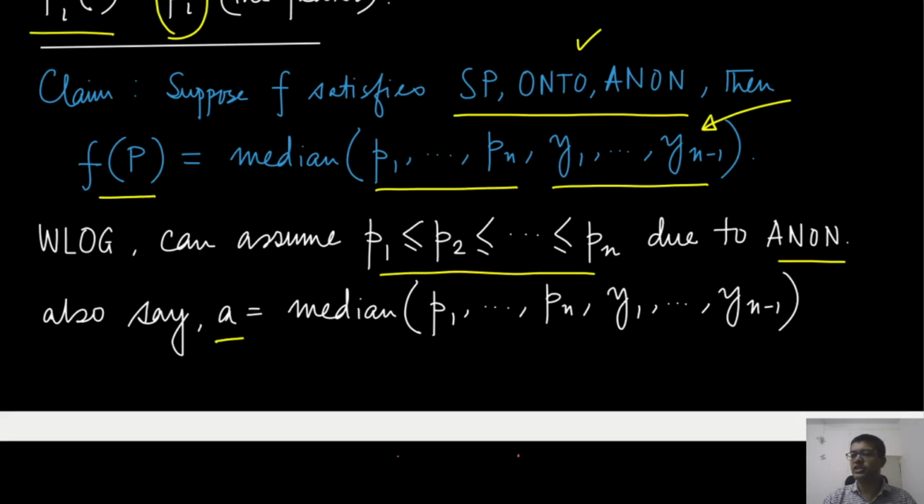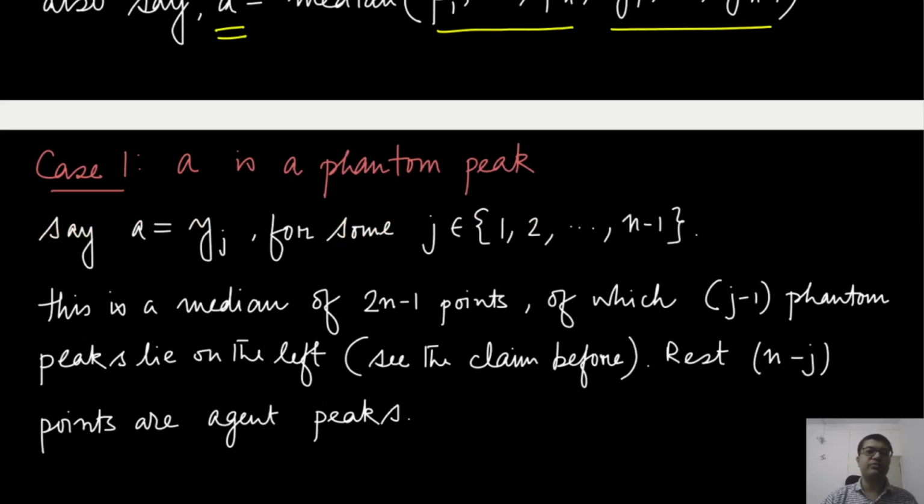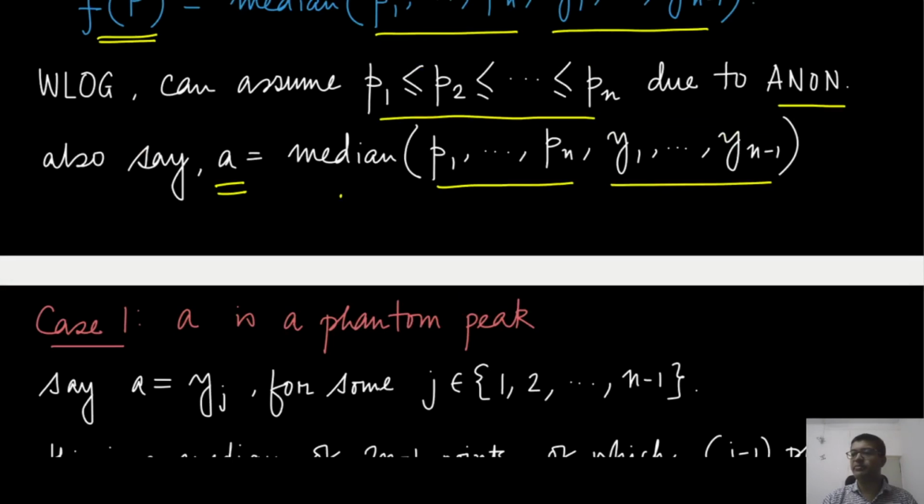Now let us assume that this A is the median of all these agent peaks and the phantom peaks that we have constructed. Our job will be to show that this A is exactly equal to f(p). Now naturally there can be two cases. When we are taking a median of a bunch of numbers, the median can come from the agent peaks or it can come from the phantom peaks, and we are going to consider these two things separately. So let's assume that A is a phantom peak.